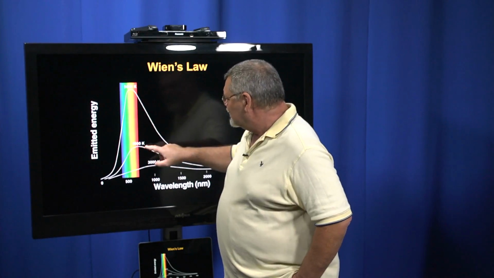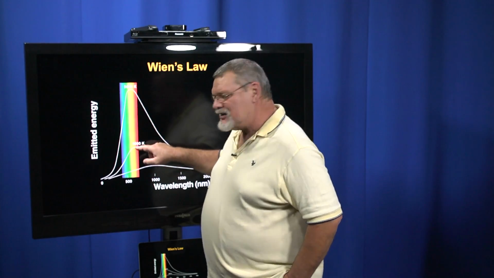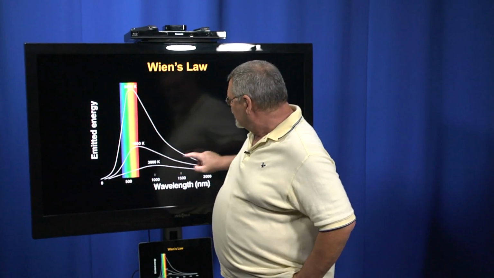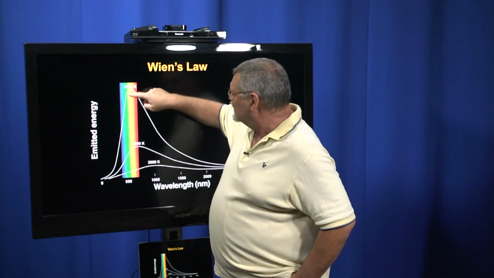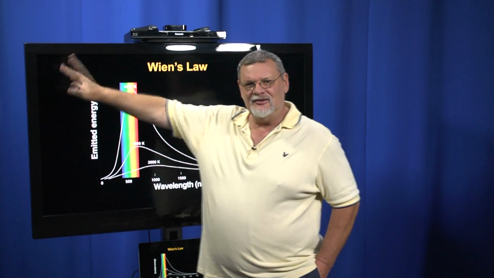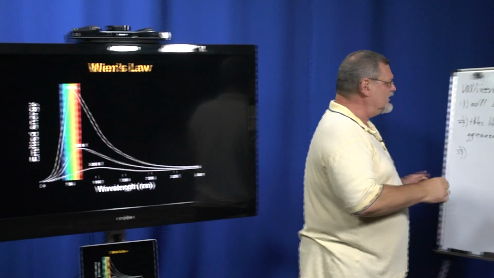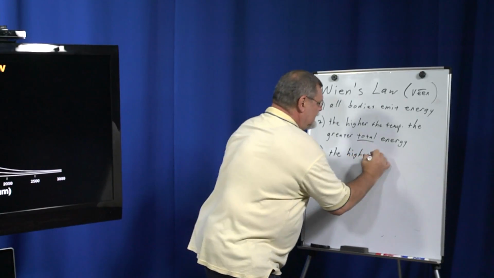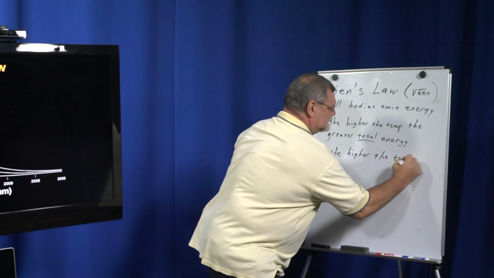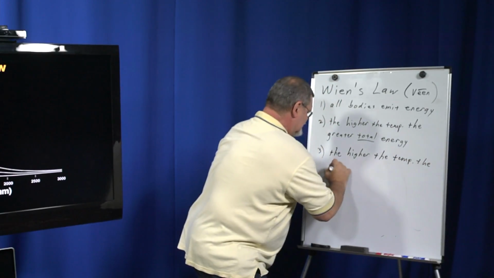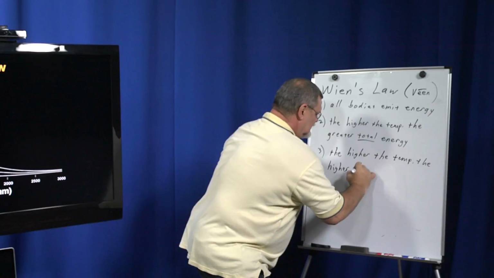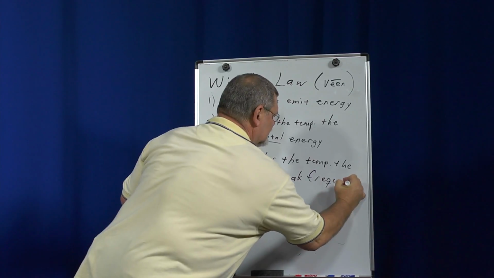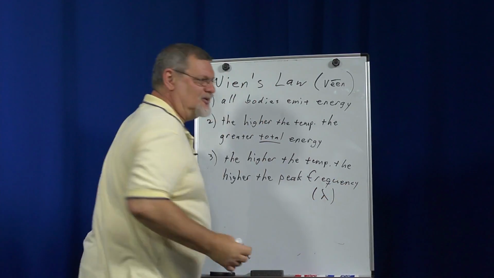Here we see that this body here is at 4,000 K. Its peak emitting frequency or wavelength is up here in the red here. And then this one, it's even hotter. You can see that its peak frequency is at a higher frequency. So the third part of Wien's law is that the higher the temperature, the higher the peak frequency. And we could put wavelength here because we could solve for one or the other.